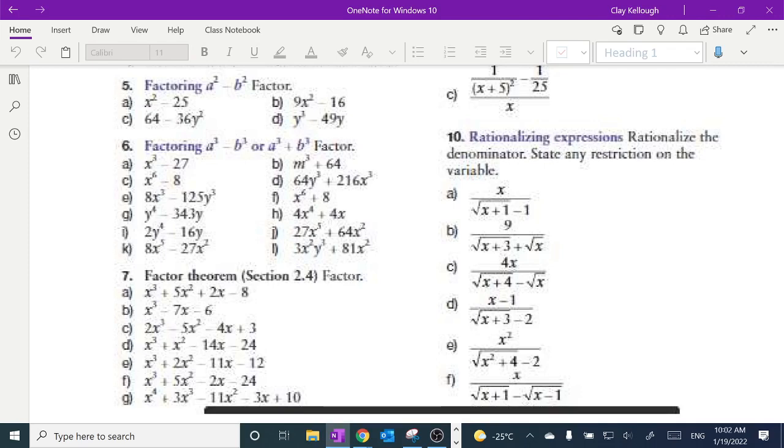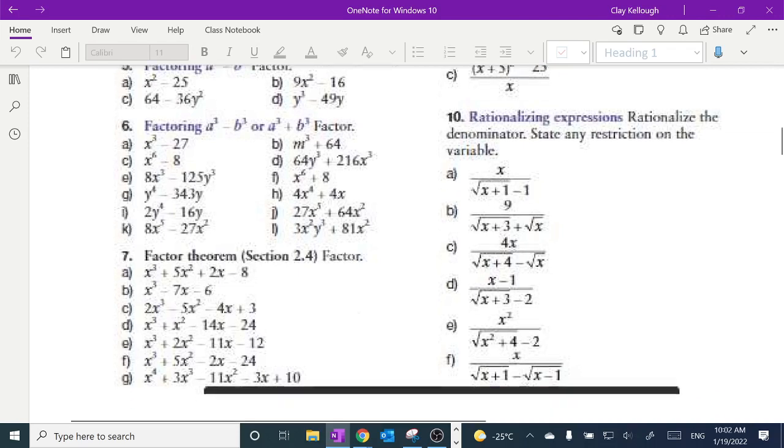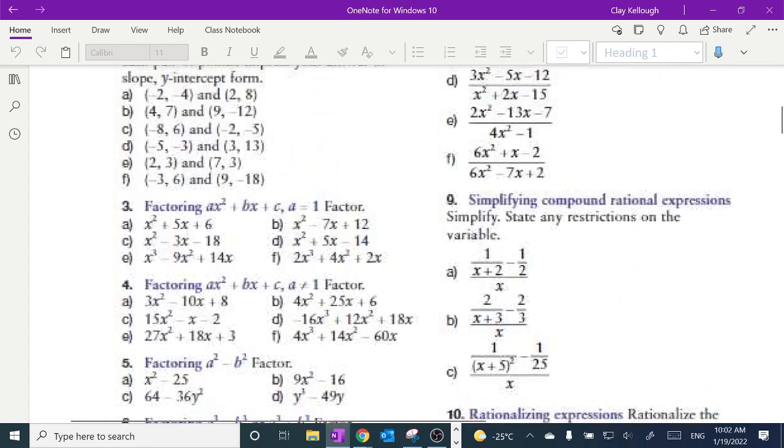Keep in mind though, what is the first thing you look for when you're factoring? You always look for a common factor first, right? So a couple of them I can see from here. There's common factors you can work with. Okay, then I'm going to skip 7 for now. I'll do the factor theorem lesson maybe tomorrow. So I'm going to skip 7 for now.